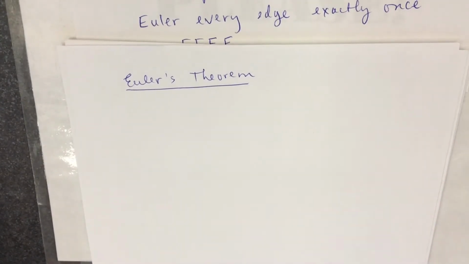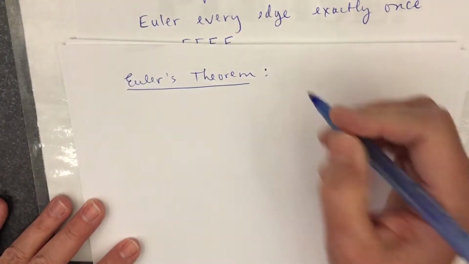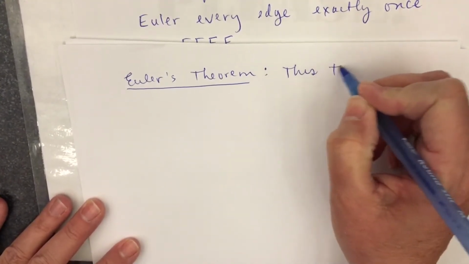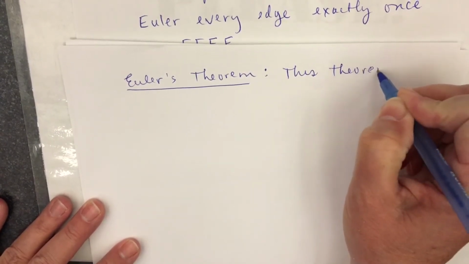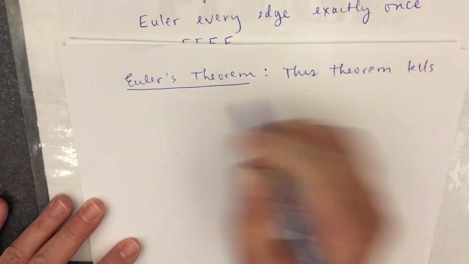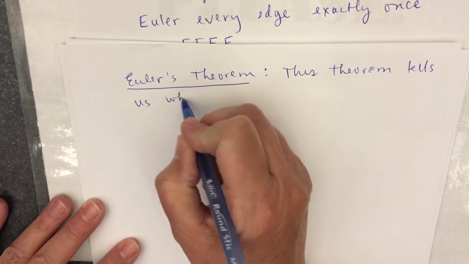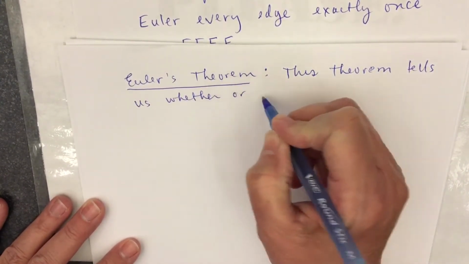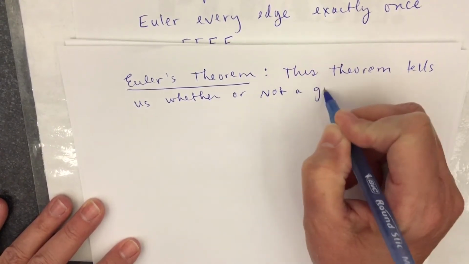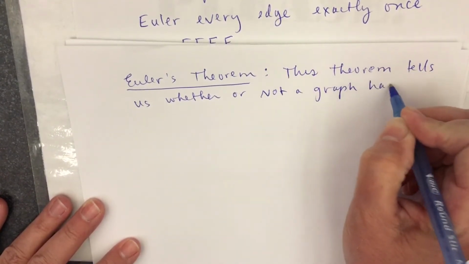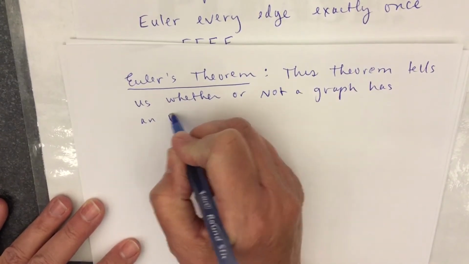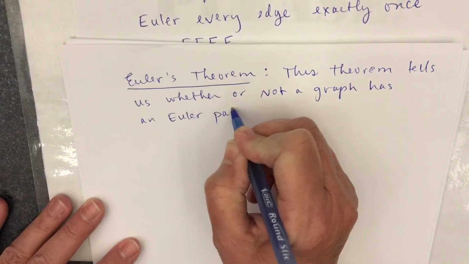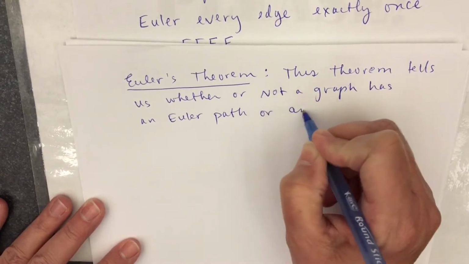Euler's theorem is a theorem that will tell us whether or not a graph has an Euler path or an Euler circuit. I'll write that. This theorem tells us whether or not a graph has an Euler path or an Euler circuit.